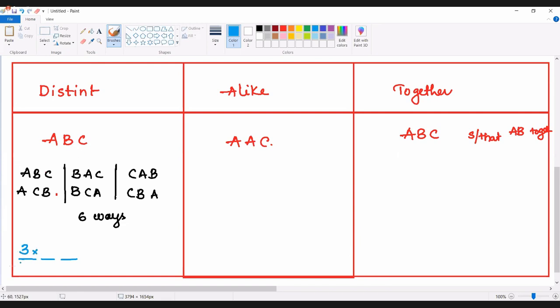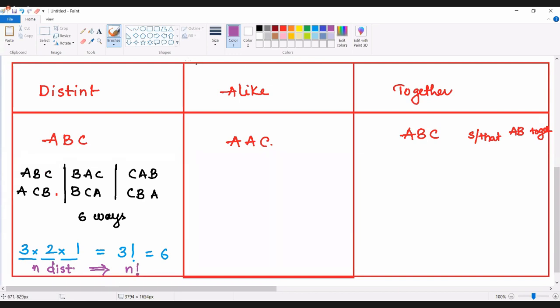The first gap can be filled with any one of the three letters. That can be done in three ways. The second gap can be filled with any one of the two letters. That can be done in two ways. The third gap can be filled with the one remaining letter. 3 into 2 into 1, that is nothing but 3 factorial, that's nothing but 6. So do remember one important point. Whenever we are arranging n distinct elements, the number of ways of arranging them will be equal to n factorial.